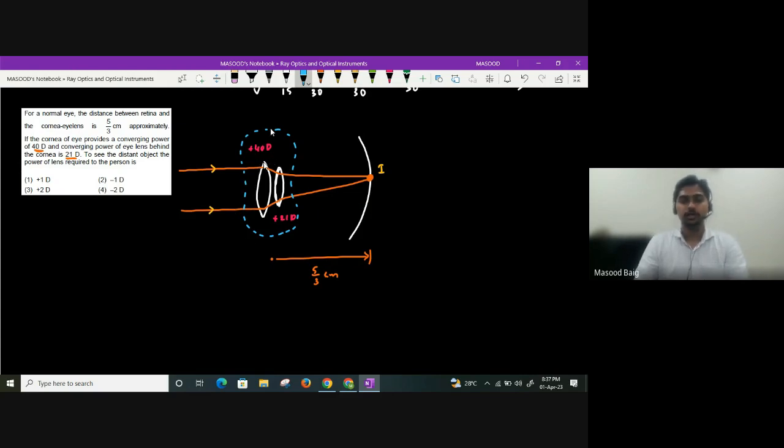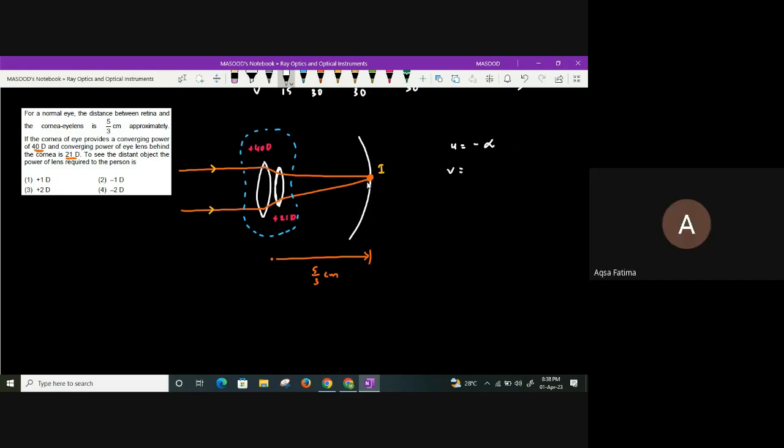If it is a normal human eye, where is the object for this combination? Where are the rays coming from? Because they are parallel, what will be the object distance here? Object distance, I can take it as minus infinity. Where is the image formed, beta? It is formed on the retina.